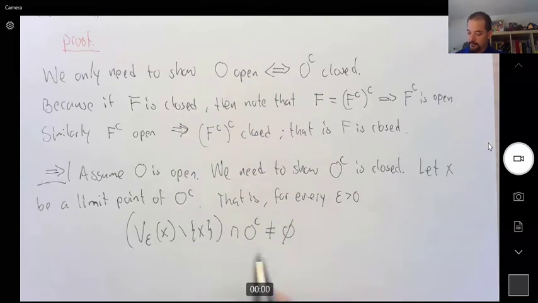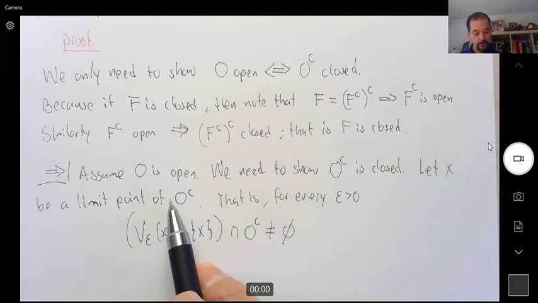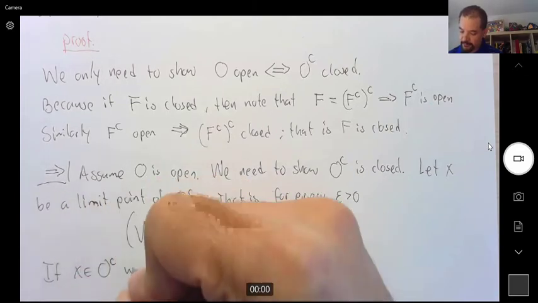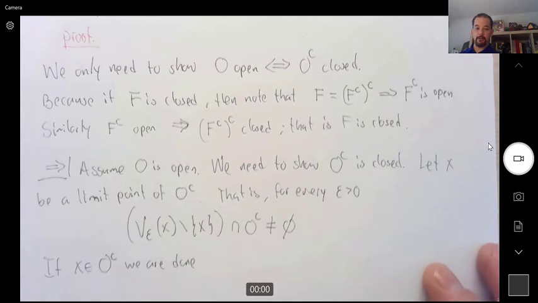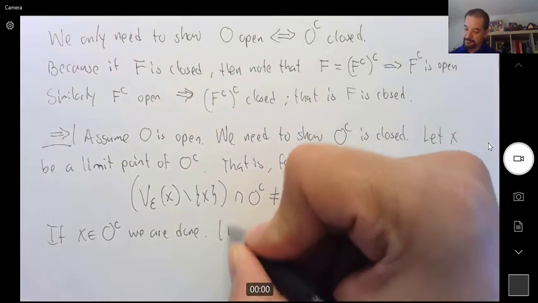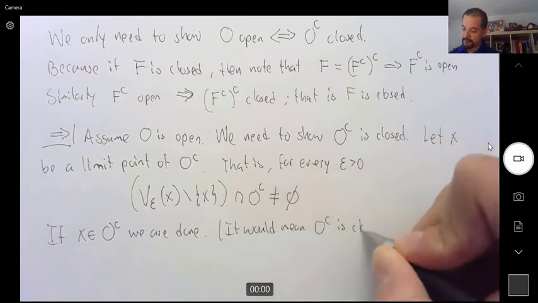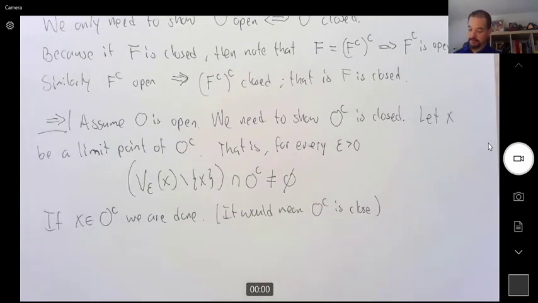So now, what is it that we need to show? We need to show that X belongs to O complement. So if X belongs to O complement, we're happy, right? If X belongs to O complement, we are done. That's what we wanted to show. We wanted to show that every limit point belongs to the set. That's the meaning of being closed. It would mean O complement is closed.